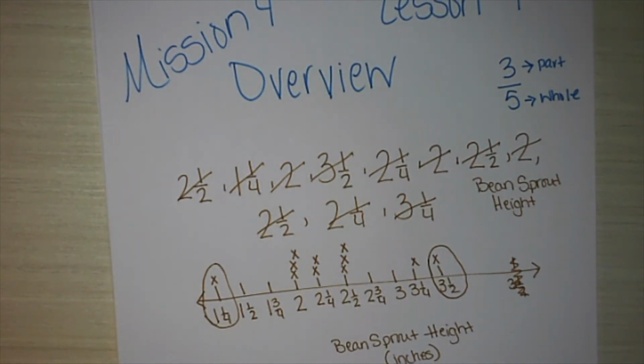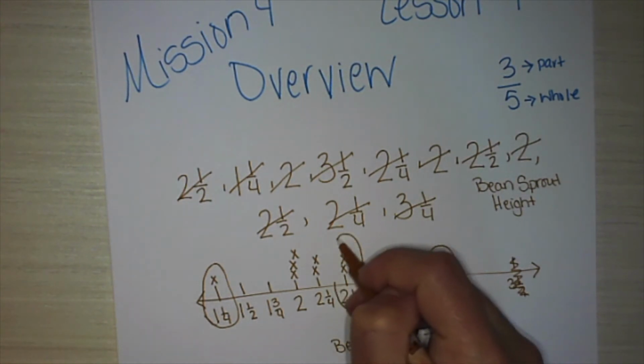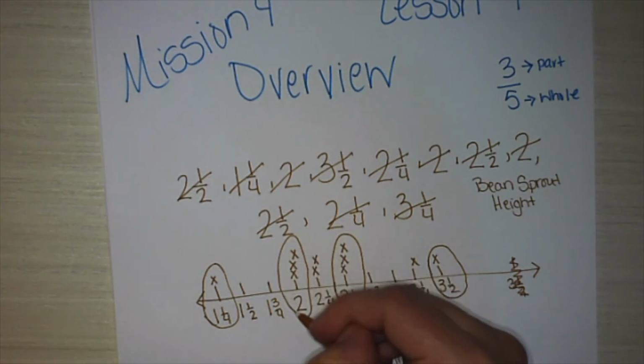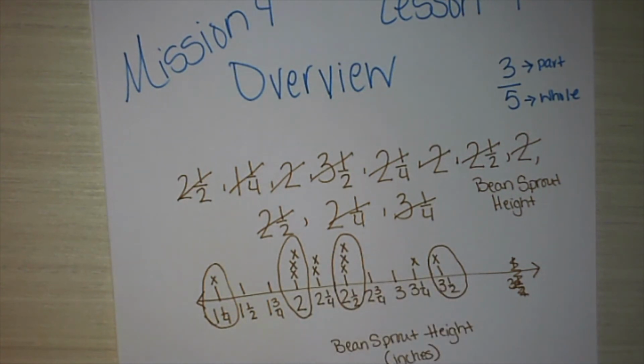Which measurement occurs most frequently? That's 2. It's here because I have 3 X's and here. So 2 and 2 1/2 inches occur most frequently. And then I can find the total height of all the bean sprouts by adding everything together. So I would say 1 1/4 plus 2 plus 2 plus 2 plus 2 1/4 plus 2 1/4, and I would continue on.